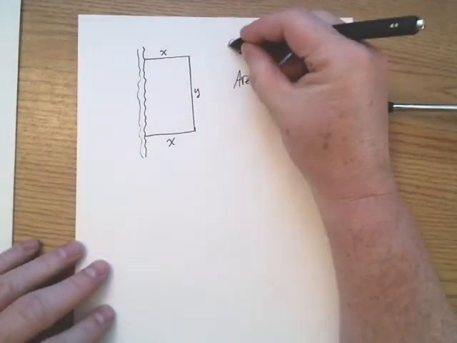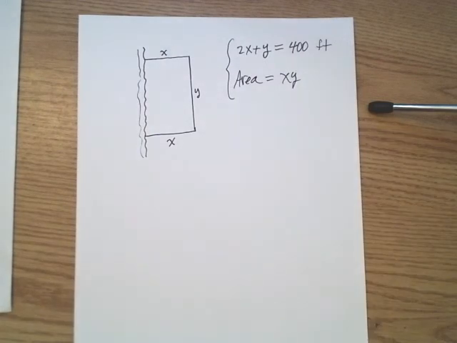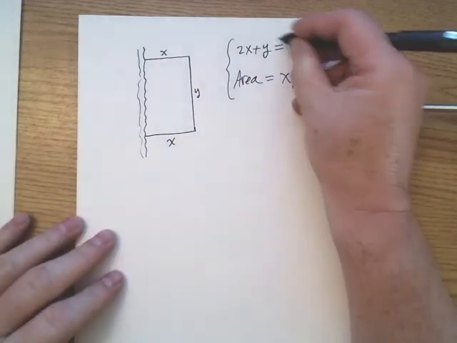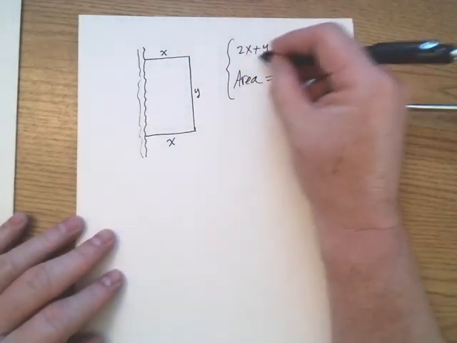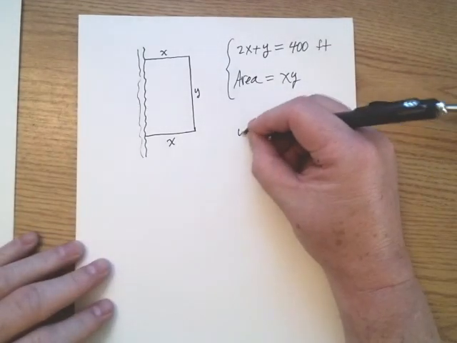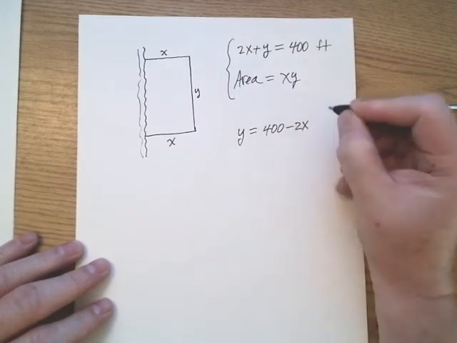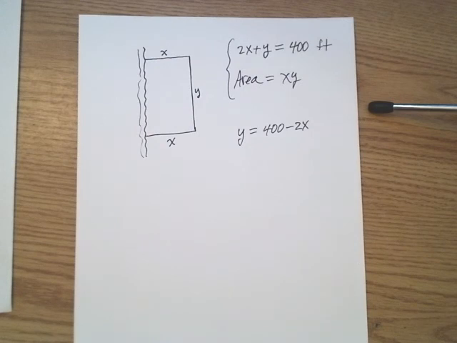Now, how this problem differs from some previous ones is that I actually have what? Two unknowns. I've got the x and the y. So the first thing I'm going to do is write this problem in terms of a single variable. I think the easiest way to do that is to use the relationship between x and y: 2x plus y is 400. I can isolate y by subtracting 2x on each side. So y is always going to be 400 minus 2x.